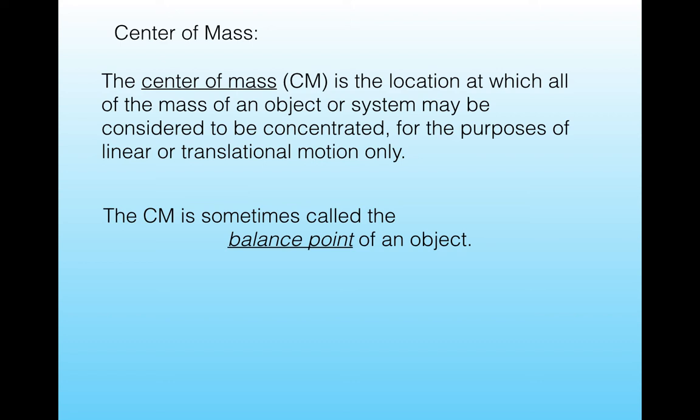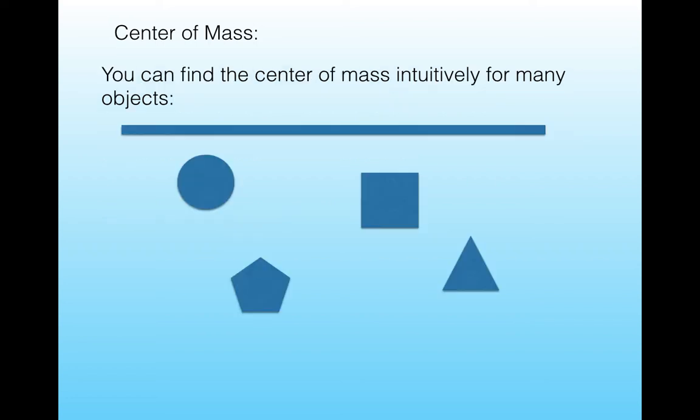We've just seen several examples of how objects in both kinematics and dynamics can act as if all of their mass is concentrated at a particular point. That particular point is called the center of mass. It's the location at which all of the mass of an object may be considered for the purposes of linear or translational motion. We'll see coming up how the center of mass is sometimes called the balance point and why that is. But let's define it further.